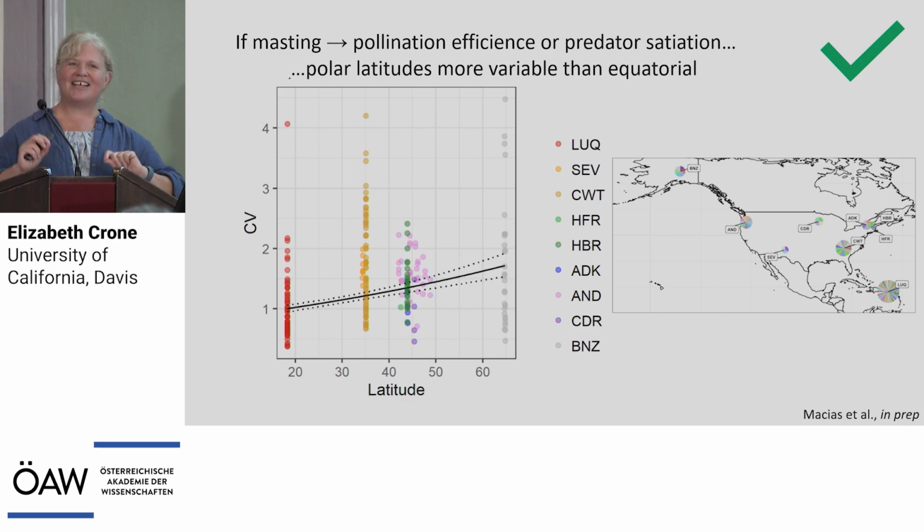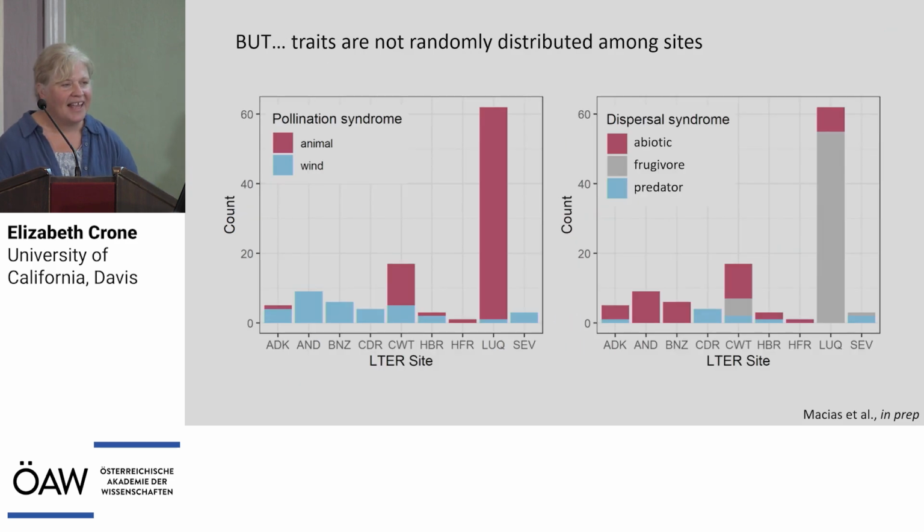But I'm going to moderate that conclusion with one thing that we noticed almost accidentally in our working group. We noticed that these traits that we're interested in predicting, pollination syndrome and dispersal syndrome, are not randomly distributed among sites. In fact, we expect southern latitudes, like Luquillo, this tropical site in Puerto Rico, to have different kinds of species than northern latitudes, like Bonanza BNZ, which is up in Alaska.